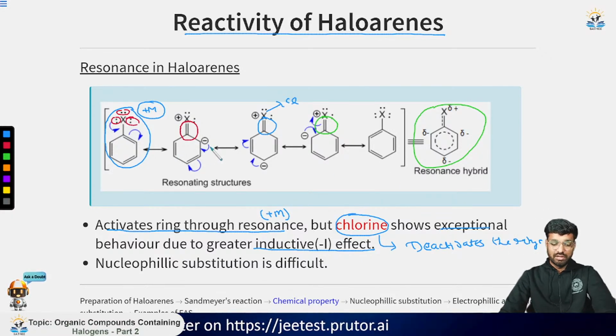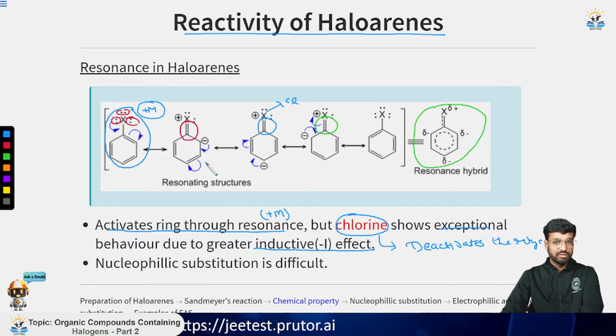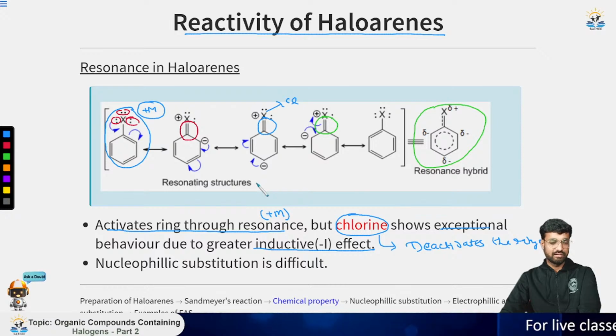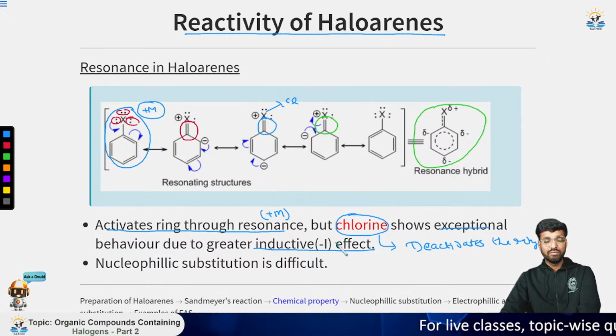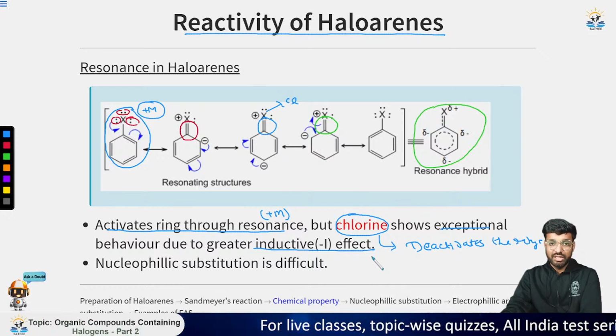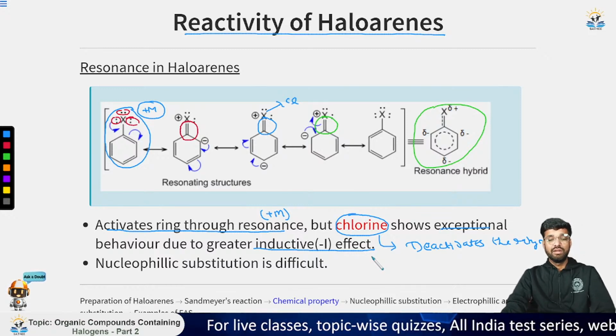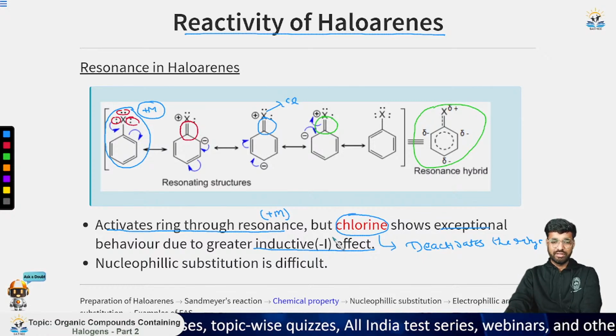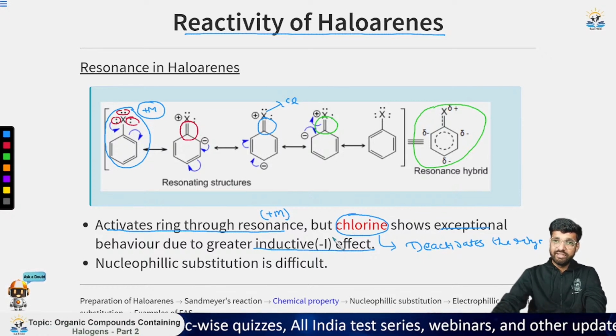Now let me make this point clear. This benzene ring is still ortho para acting if chlorine is present here. But the difference between the other halogens, fluorine, bromine and iodine, and chlorine is that all the other halogens activate this ring, but chlorine deactivates the ring. So what is the reason? The reason is the greater inductive effect; it shows the M effect and it shows the I effect. All the halogens show this, because you know very well that halogens are electronegative in nature.